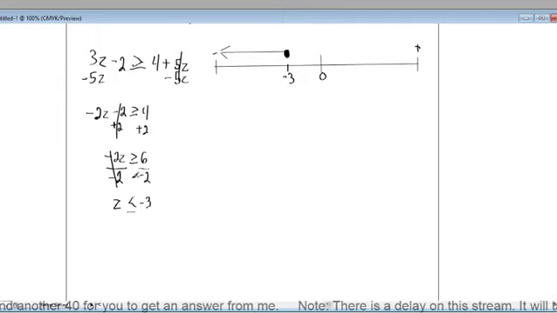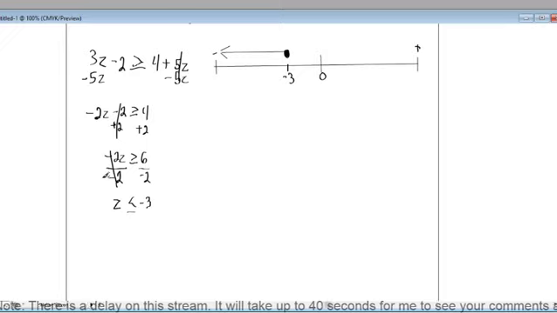So if we divide by a positive number, nothing's going to change. It's not going to do anything interesting. It's just going to be the same kind of inequality. If we divide or multiply by a negative number, that's when things start changing. I hope that answers your question.